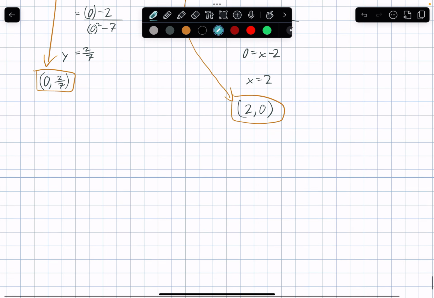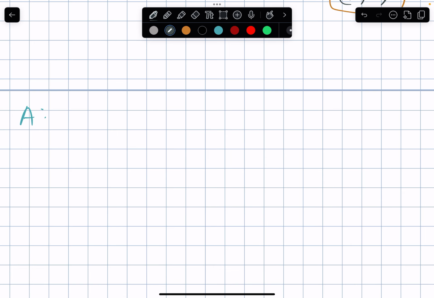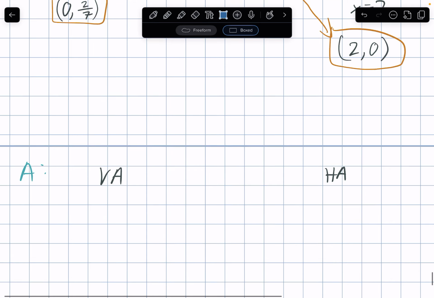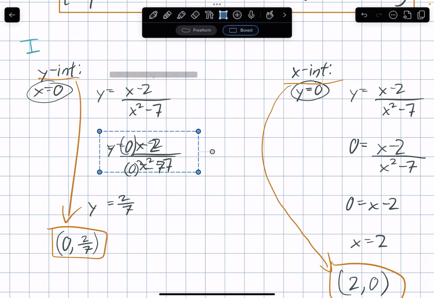We are done with intercepts. Let us now find asymptotes. So we have the vertical and the horizontal asymptote, right? How do we find the vertical asymptote? So let's copy the function again.